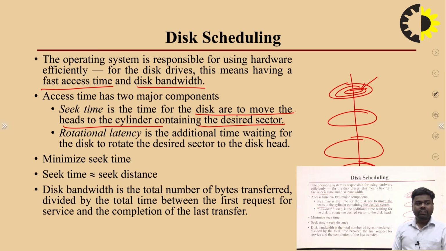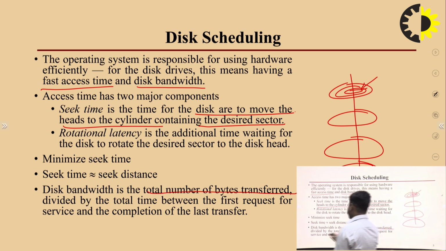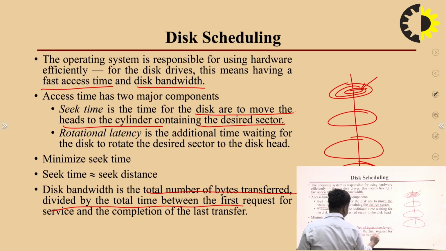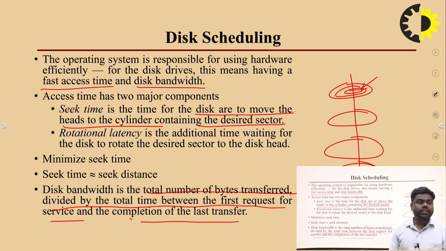Disk bandwidth is the total number of bytes transferred divided by the total time between the first request for service and the completion of the last transfer. This is the disk bandwidth.